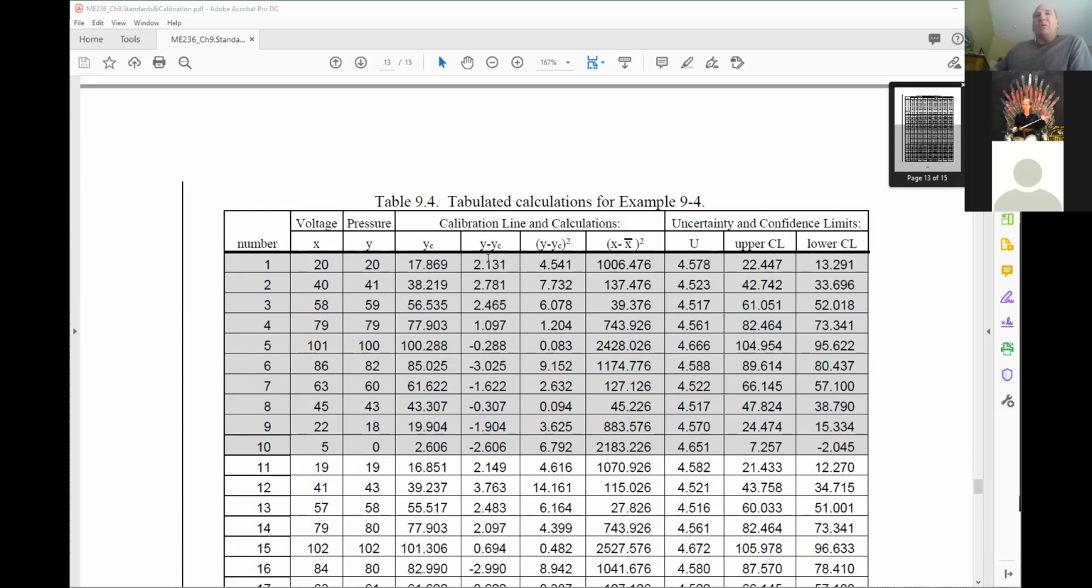Okay, and then all Y minus YC is just your nominal Y value minus the YC value that you calculated through using the overall equation for the line. And then you have this Y minus YC squared, X minus X bar squared, well, that's just the average of X, and then that you're able to calculate U. Now, how do you do that? So this part I think is pretty straightforward. You can just do that all in Excel.